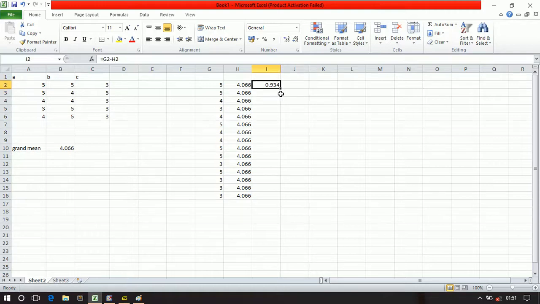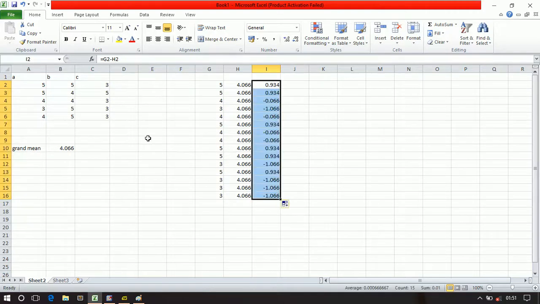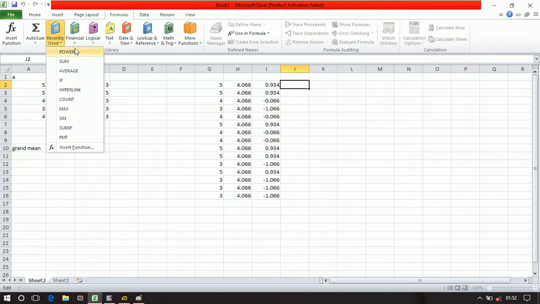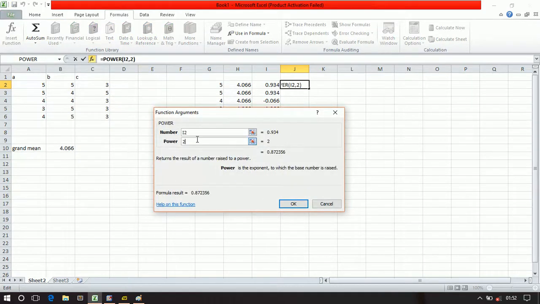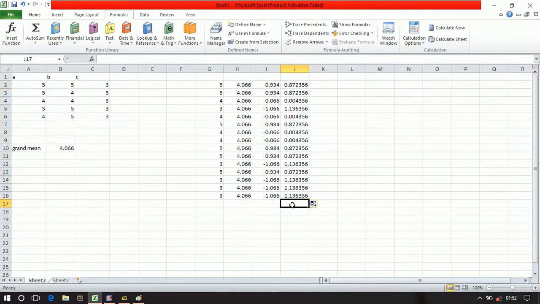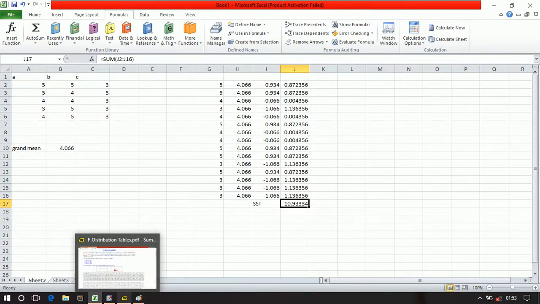Once the difference between each value and the grand mean is calculated, you have to square the calculated values. So now let's do that. Then sum the results. So this is our sum of squares total. Let me make a note in my manual calculation.